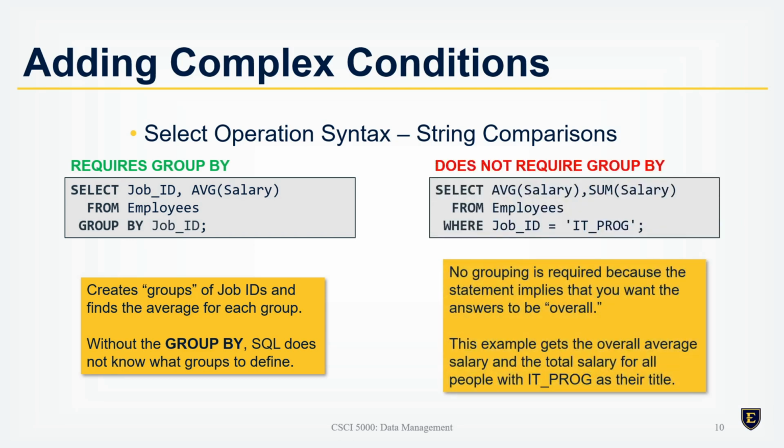In the second example, this does not require a group by because we do not have anything outside the aggregate functions, average and sum. So no grouping is required because the statement implies that you want the answers to be overall. You want the overall average salary for all employees in the IT program, and you want the overall sum of the salaries in the IT program job.